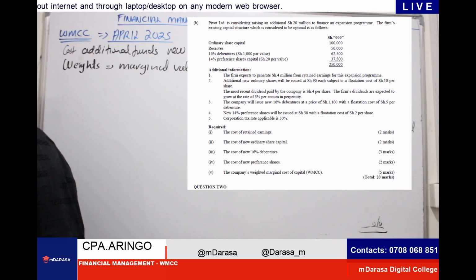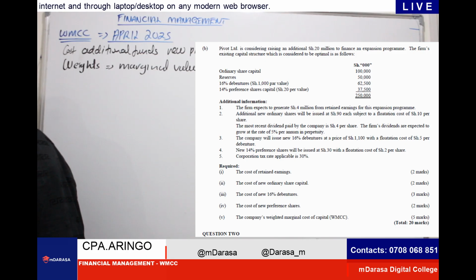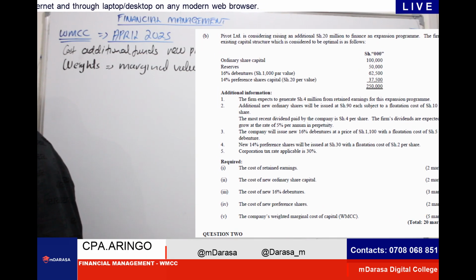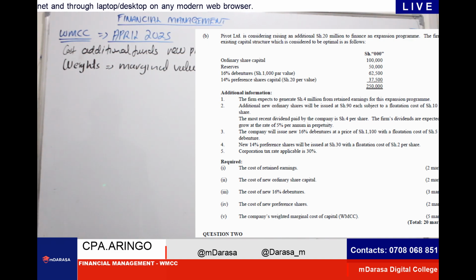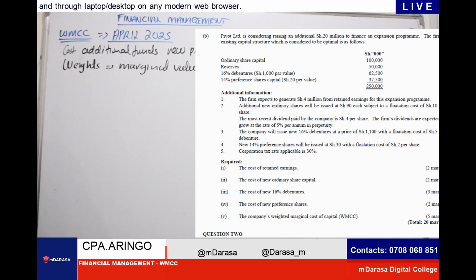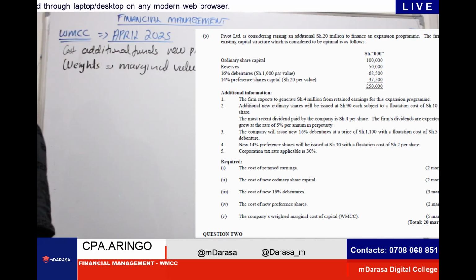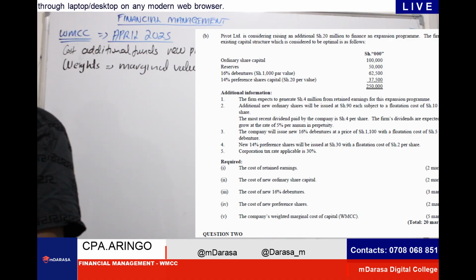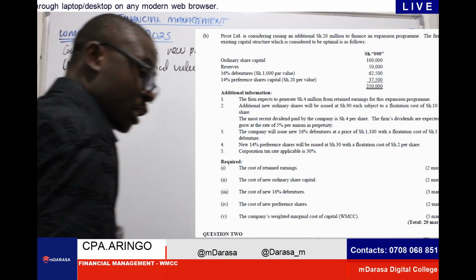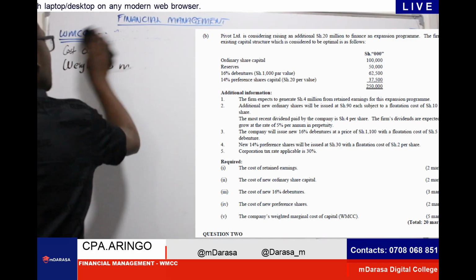So, looking at our question, identify the optimal capital structure first of all, even before we consider our costs. Let us analyze the optimal structure of the company. These are the details you're given: ordinary share capital, reserves, debentures, as well as preference share capital. So that is what you need to have.